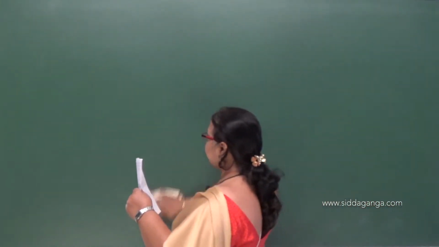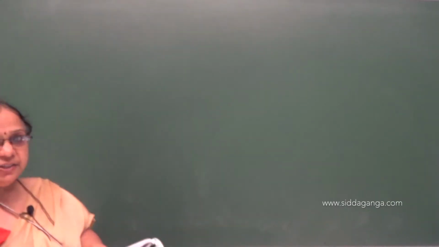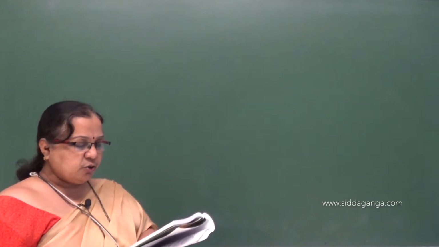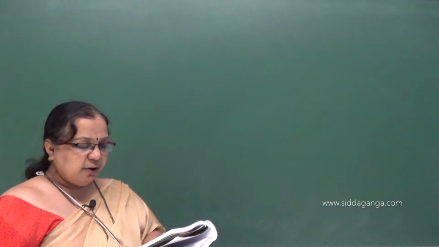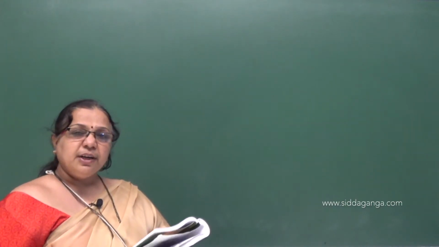The first question: the direction cosines of three lines are given here. We have to prove that they are mutually perpendicular to each other. In the first example, the direction cosines of the three lines are given and we have to show that those three lines are mutually perpendicular to each other.